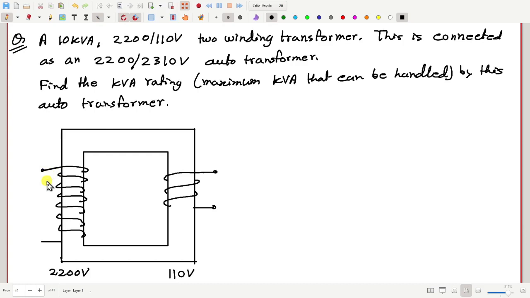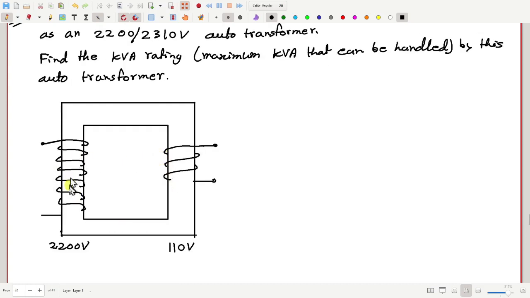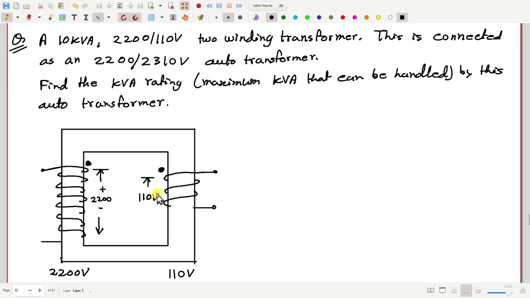Even before that, we have to look at the dot convention, the dots for these two coils. So how should the two dots be here? If I put one dot on the upper side of this coil, then the other dot you will find on the upper side of the other coil. Now, at any moment, if the voltage here is 2200 volt, then at the same moment, the voltage here will be 110 volt.